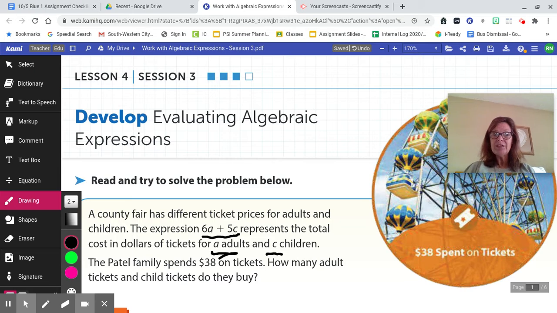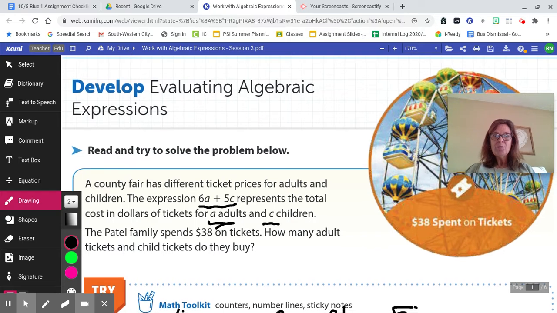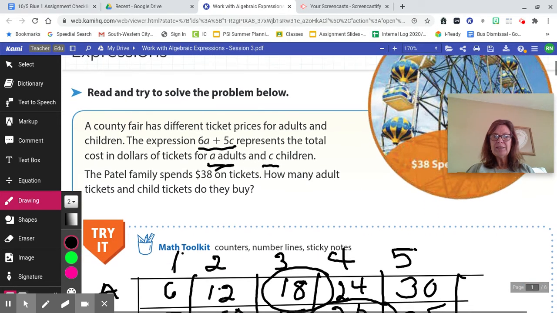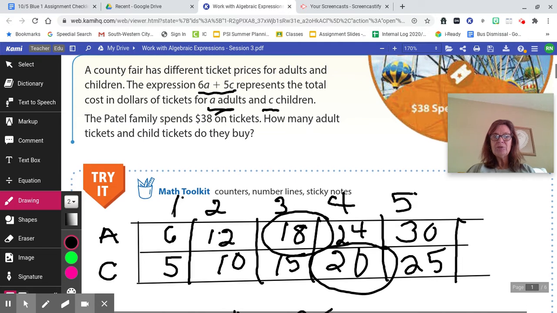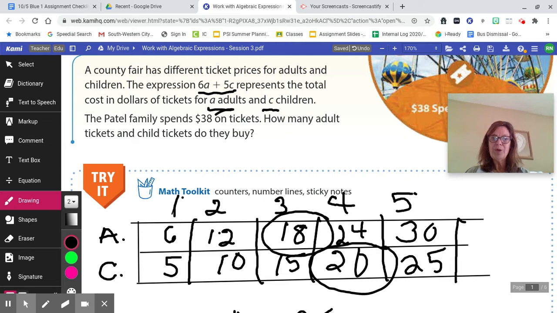So I want you to stop the video and try it on your own and see if you can figure out what combination of adult tickets and child tickets will cost $38. Okay, hopefully you are back and you have figured out how to show the number of each, the adult and children's tickets. The way I chose to do it is to make a table. I've got the adult tickets here and the child tickets here. I knew it had to be a combination of both to get to $38.